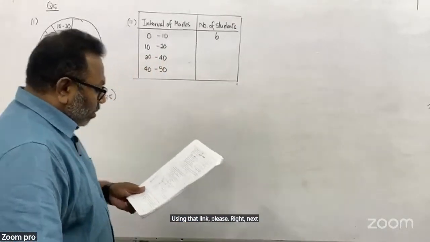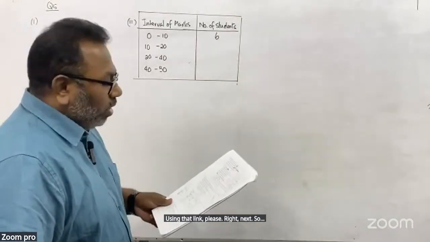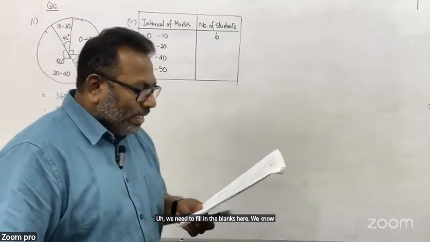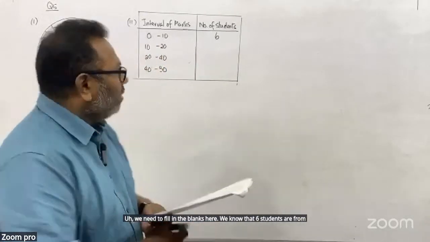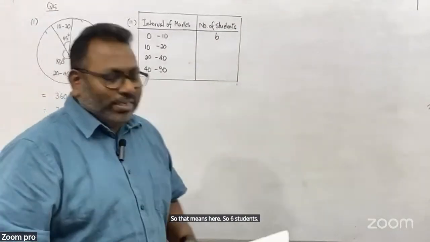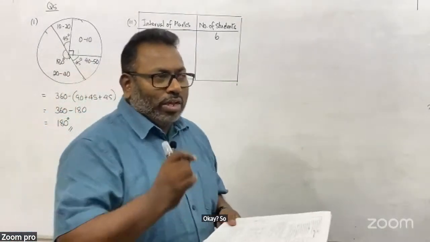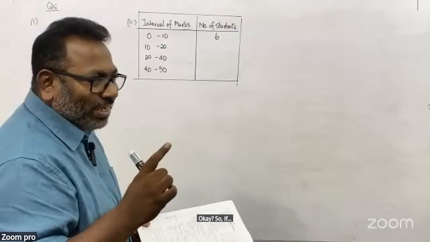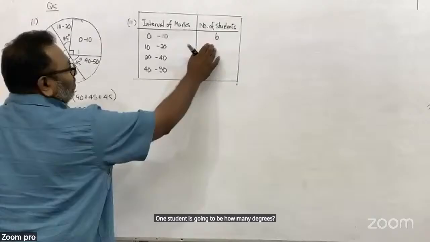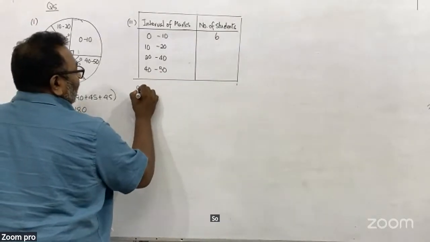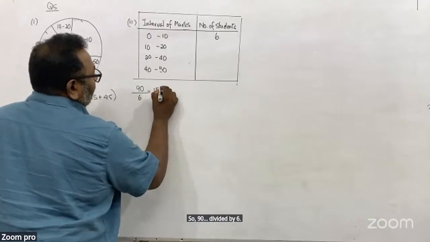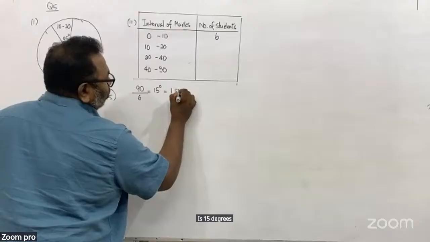Right, next. So we need to fill in the blanks here. We know that 6 students are from 0 to 10. So that means 6 students is 90 degrees. If 6 students is 90 degrees, one student is going to be how many degrees? 90 divided by 6 is 15 degrees, which is equal to one student.